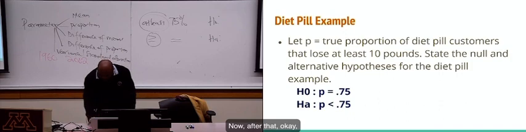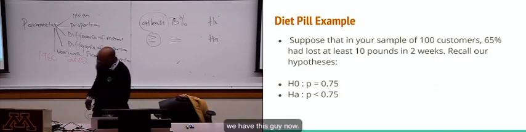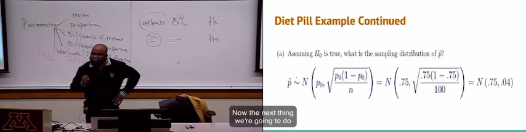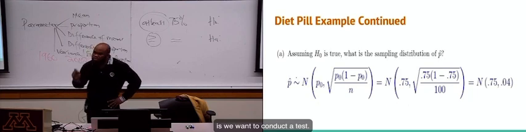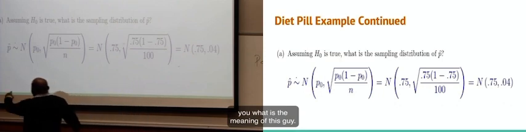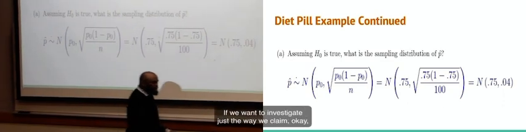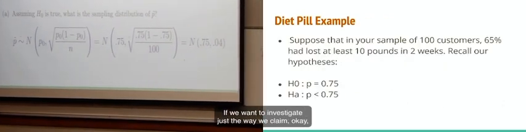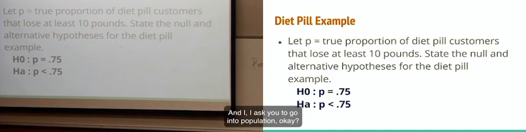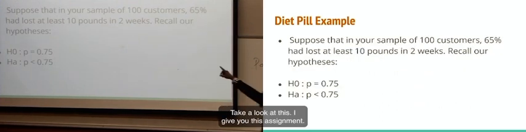Okay, now after that, we have this guy now. The next thing we're going to do is conduct a test, but I first want to tell you the meaning of this guy. That's a P cap, right? If we want to investigate just the way we've claimed, I ask you to go into the population and take a look at this.